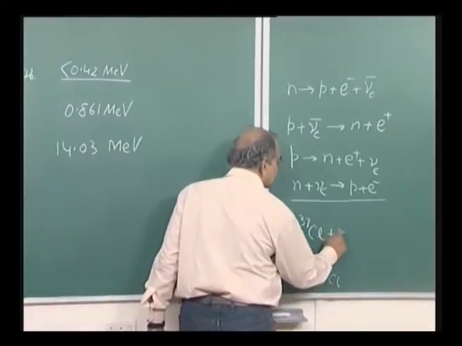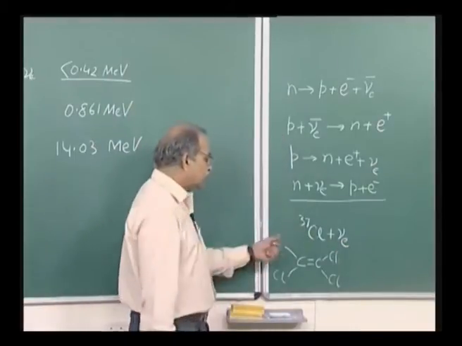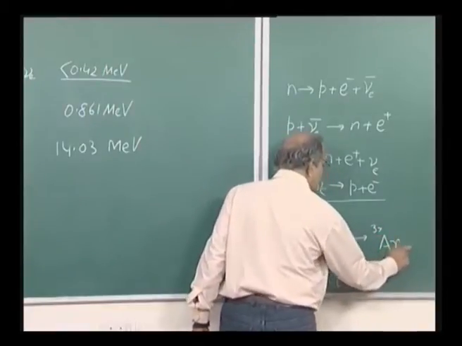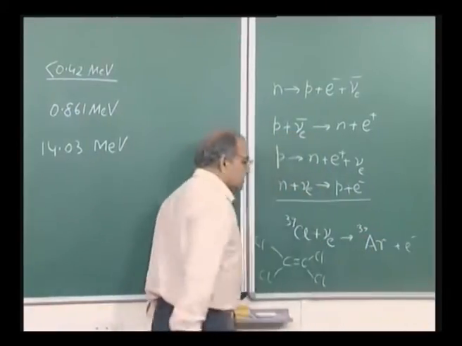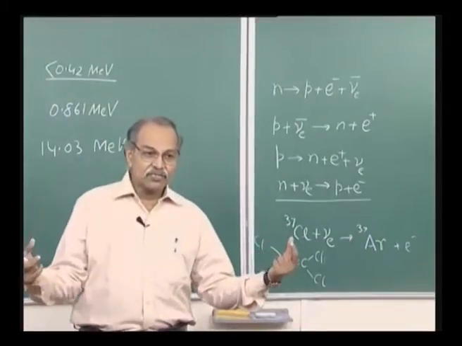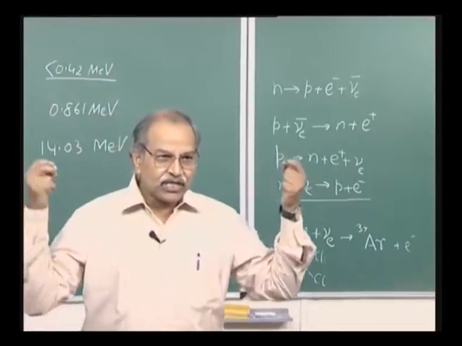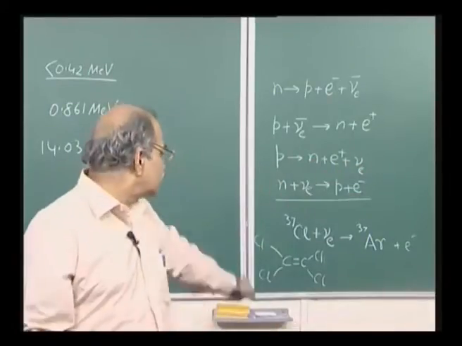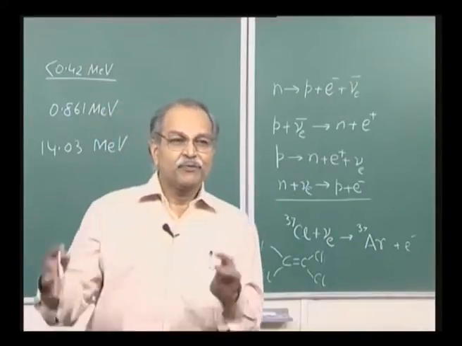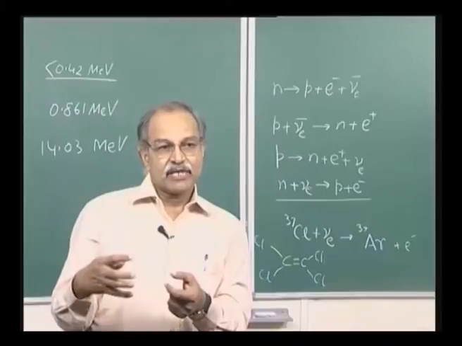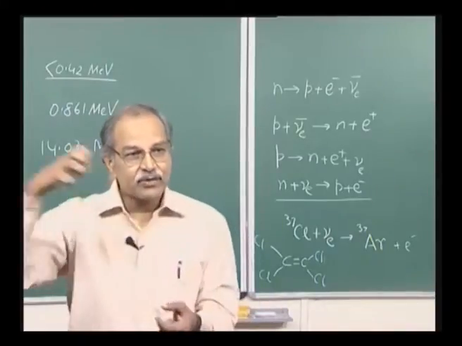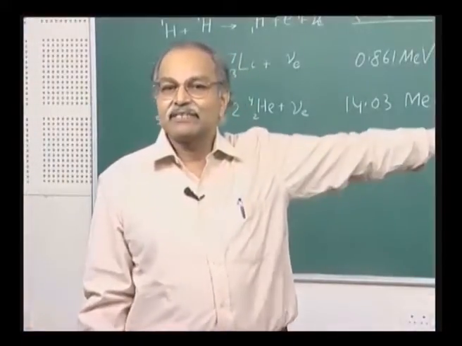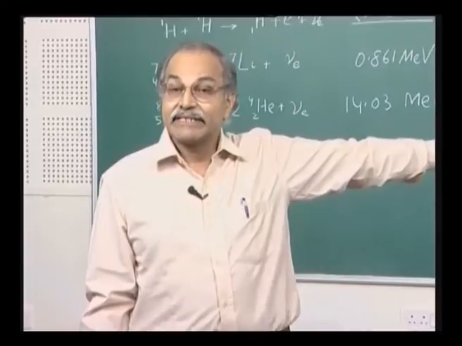So, this neutron will convert into proton. That will make argon-37 plus an electron and all that. So, the idea was to search for argon: start with this cleaning fluid, C2Cl4, and then wait for some time, and after some time somehow try to separate argon from there and see if the argon is there. That will give the signal that yes, a neutrino has been detected.